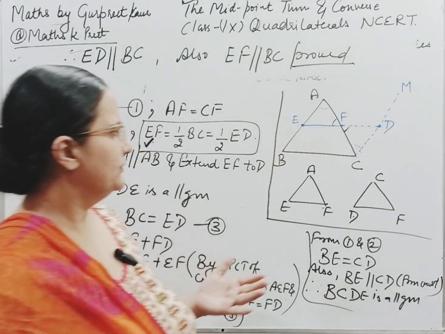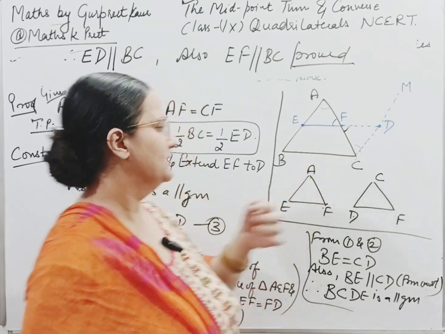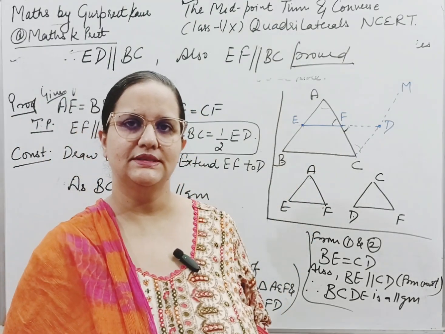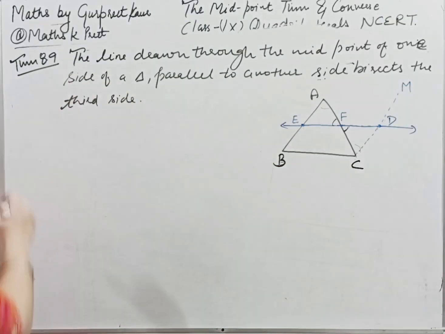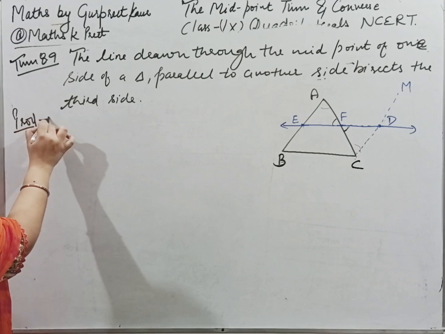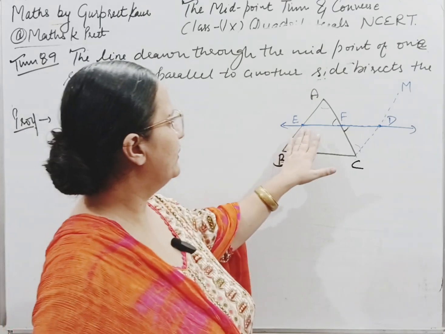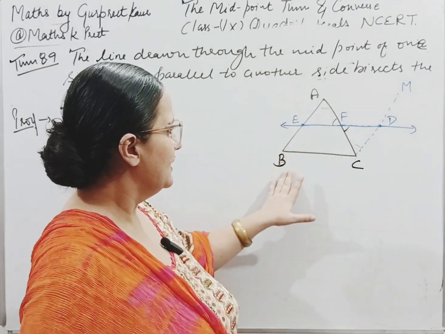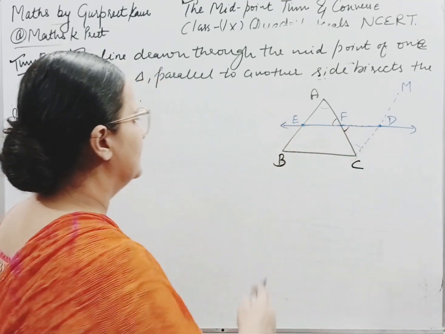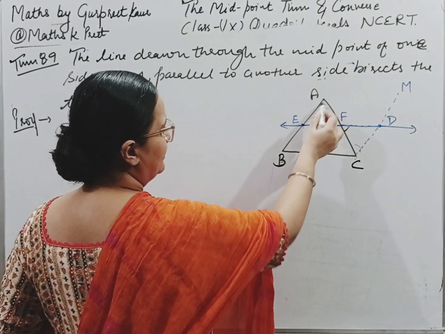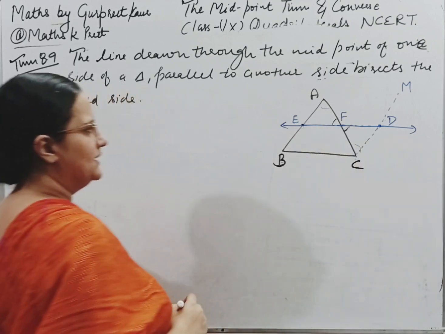So from the midpoint theorem we are getting this EF is parallel to BC and EF is half of BC. Fine. So this is the proof. Hope you understood. Let's see the statement and the proof for its converse. So this is the statement for the converse of the midpoint theorem, theorem number 8.9. It is saying that the line drawn through the midpoint of the one side of the triangle and parallel to the another side, parallel to BC, bisects the third side. So this given E is midpoint of AB, this EF is parallel to BC, and we have to show that F is the midpoint of AC.